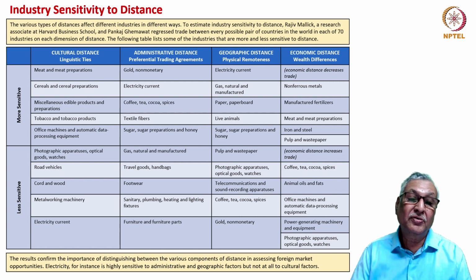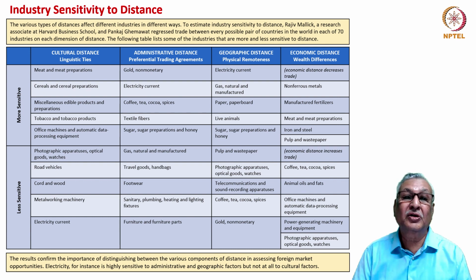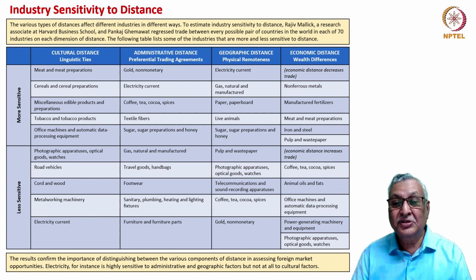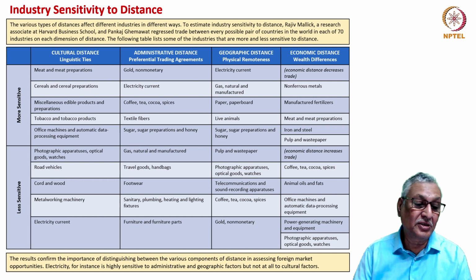You would have noticed that certain products figure in more than one vertical column. That's because the ranking is different, and also because a product can be more sensitive to more than one distance. Similarly, a product could be less sensitive to more than one distance.